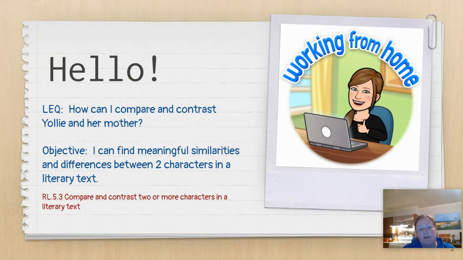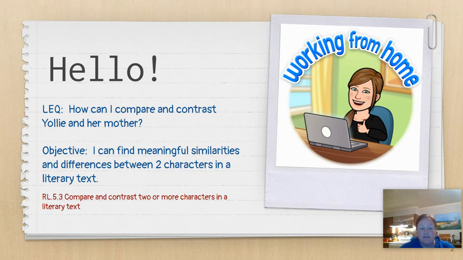Today's LAQ: how can I compare and contrast Yollie and her mother? The objective is I can find meaningful similarities and differences between two characters in a literary text. The most important word in that objective for me is meaningful. It is not challenging to find similarities and differences between characters. It is challenging to find similarities and differences that are important enough to mention. So that's where that word meaningful comes into play.